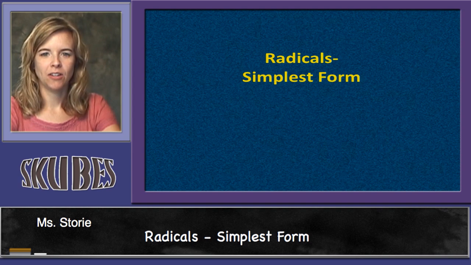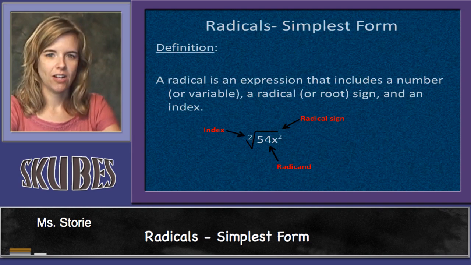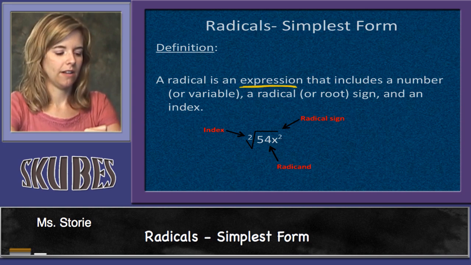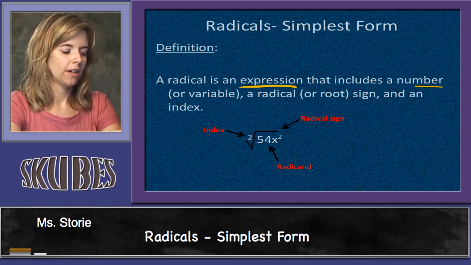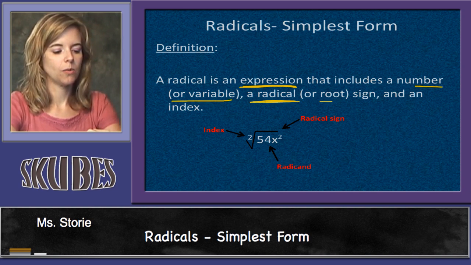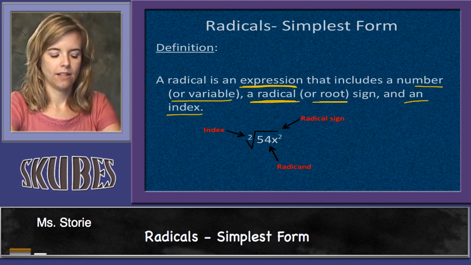Hello and welcome to our lesson on radicals, simplest form. First of all, let's talk some definitions. A radical is an expression, so that means no equal sign, that includes a number, could also be a variable, a radical sign, it's called a square root sign if it's squared, and that teeny tiny number called an index.